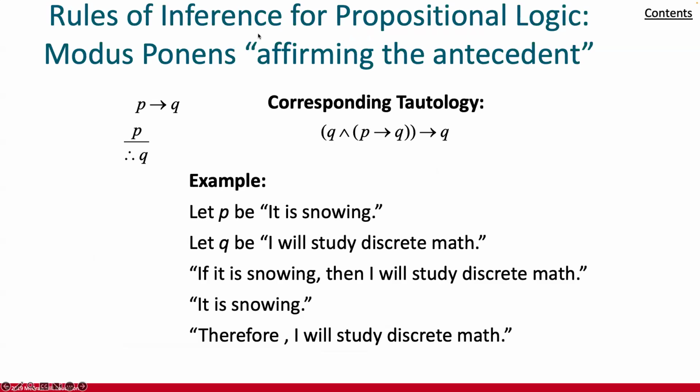Here's the first one, modus ponens, and you can think of that as affirming the antecedent. This is what it can look like. Here's the corresponding tautology, but here's an example. Let P be, it is snowing. Let Q be, I will study discrete math. If it is snowing, then I will study discrete math. It is snowing, therefore I will study discrete math. So that's the first one, modus ponens.